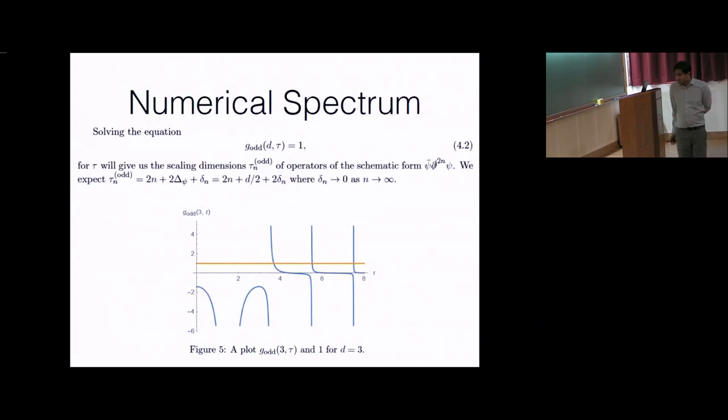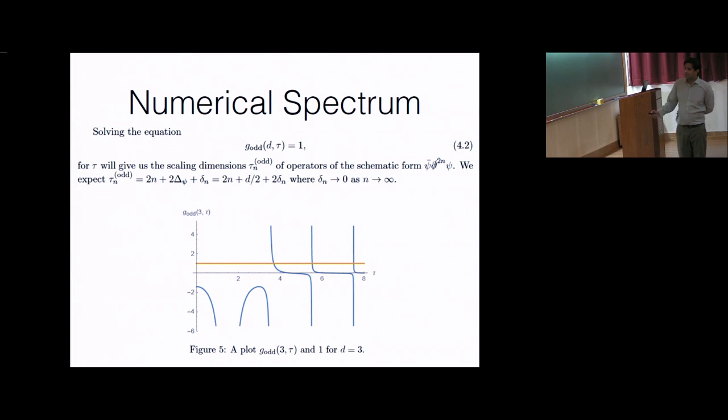So let's first look at d equals 3, or any d. So the blue curve is g of tau, and the orange line is 1. So at the intersections where g of tau equals 1, so say this is 3 point something, close to 4, and this is maybe 5.4. These are the allowed scaling dimensions of operators. So this is how you determine the spectrum of operators.